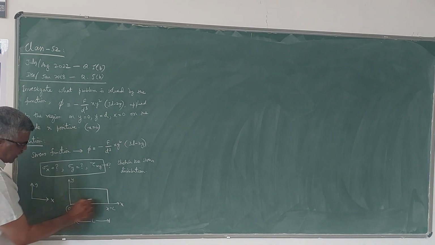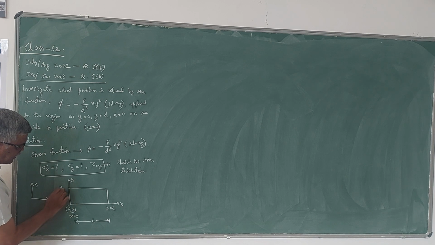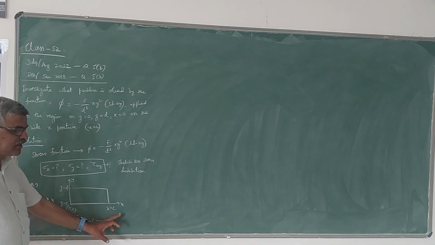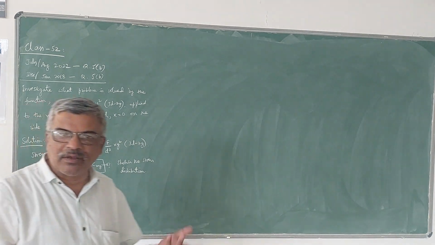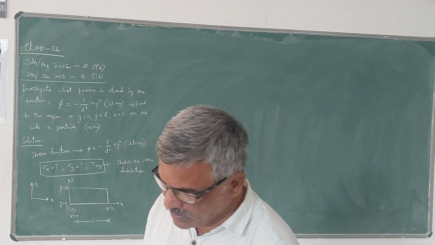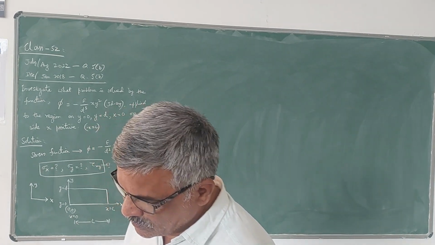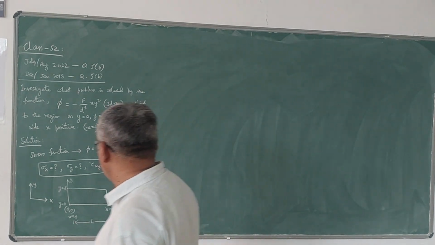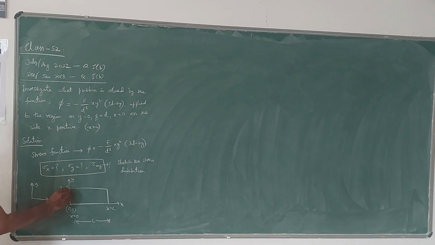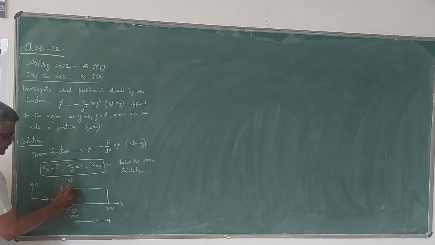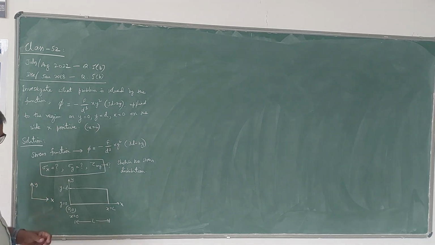Then y is 0 here and y is D. So D is the dimension in y direction, L is the dimension in x. So it's a two-dimensional element. On this element, we need to find the stress distribution. At this point, what is the stress? At this point, what is the stress? Here, what is the stress? Middle, what is the stress? Like that. So there are three types of stresses here.